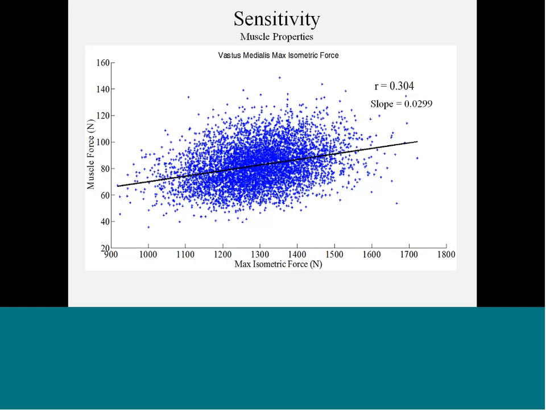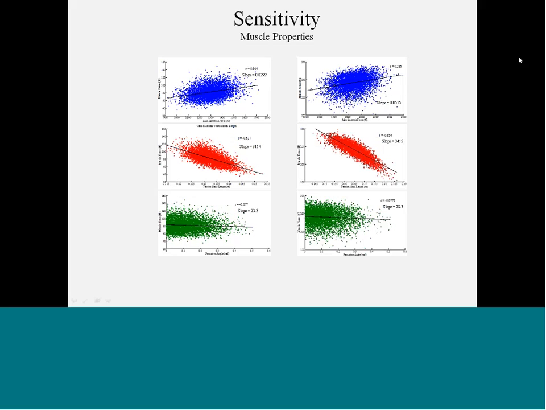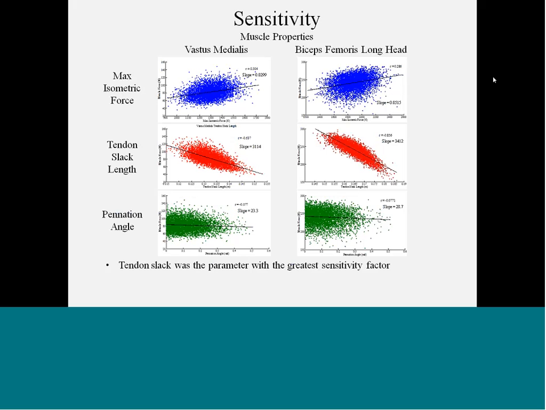To look at individual parameter uncertainty, specifically for the muscle properties that we looked at, here's an example of some actual data in that correlation setup that we've defined as a nice way of looking at sensitivity, where we quantify both the correlation coefficient as well as the slope, so we can quantify the actual change in the output per change in input. This is an example of some of the sensitivity measures from the vastus medialis and one of the hamstrings, where the tendon slack length was the parameter that had the greatest sensitivity factor, which was a nice finding for us, because that is something that has also been shown and seen in the literature.